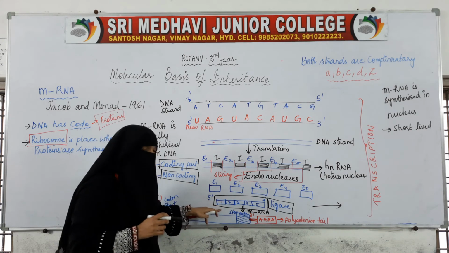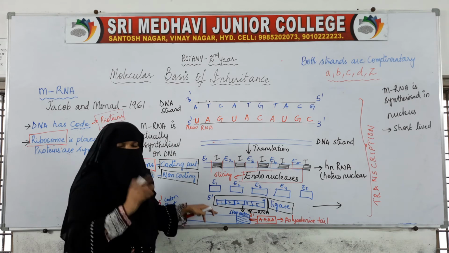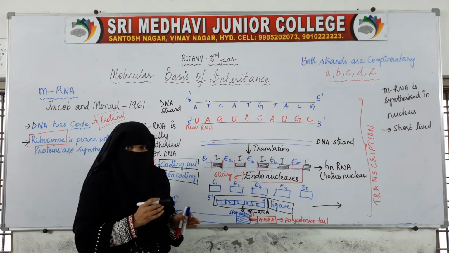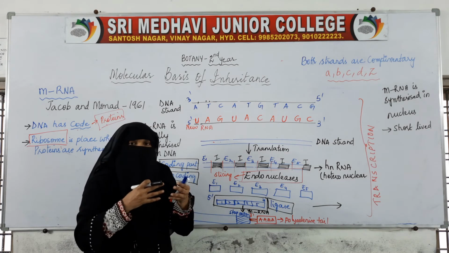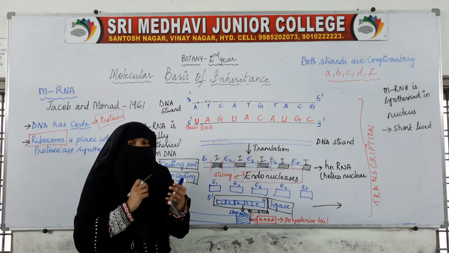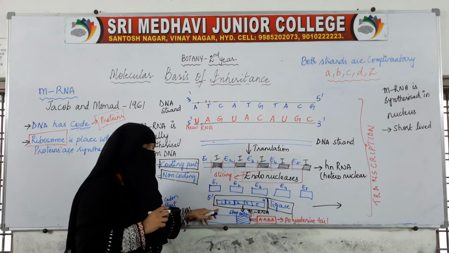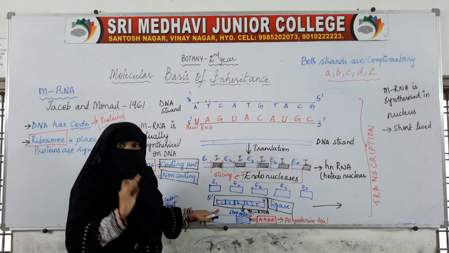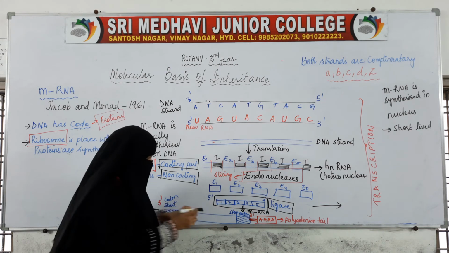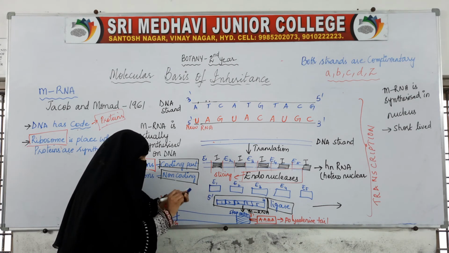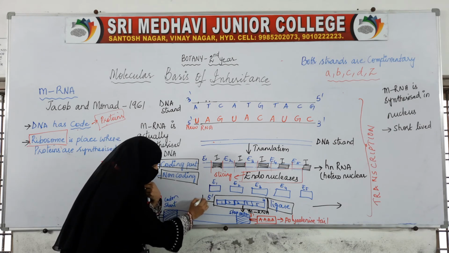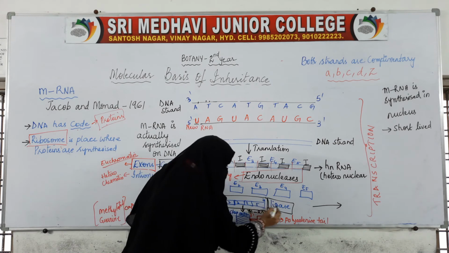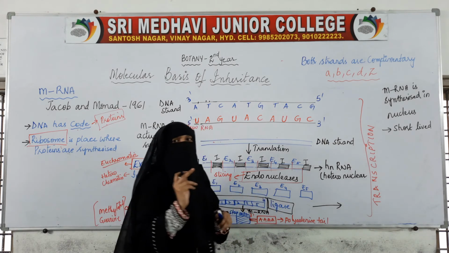To give stability to this mRNA, two things have to be done. The newly formed mRNA, which is nothing but joined pieces of coded pieces, is very unstable. To give stability to this, we have to do two things. At the 5' end, we have to add one cap, and at the 3' end, we have to add a tail.